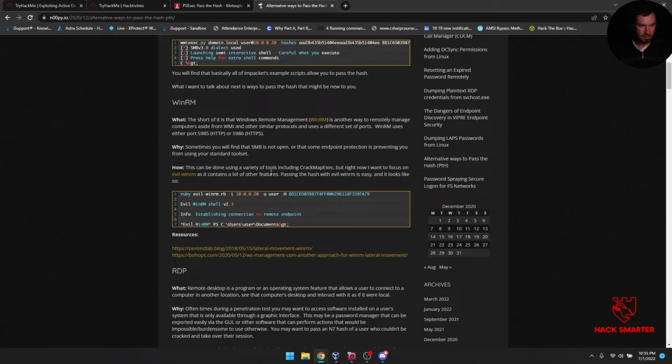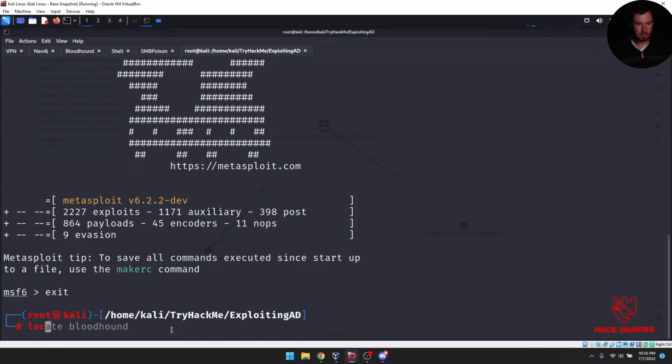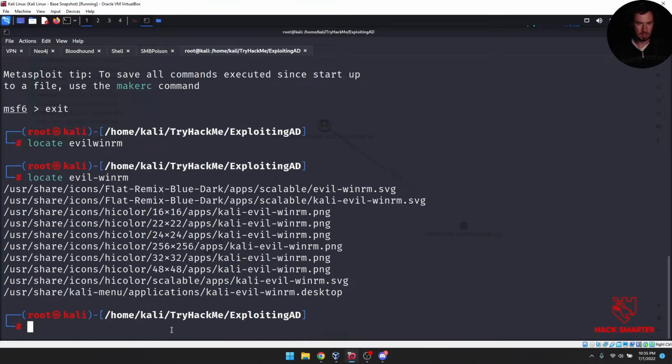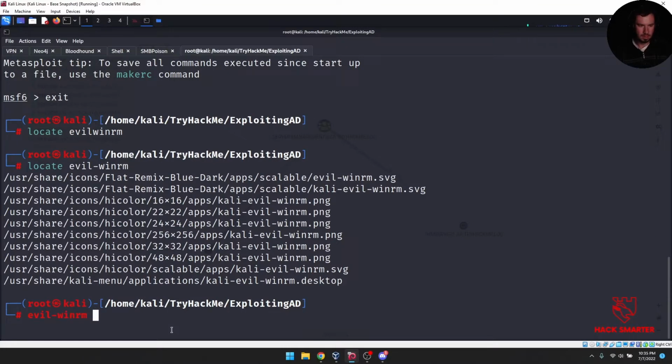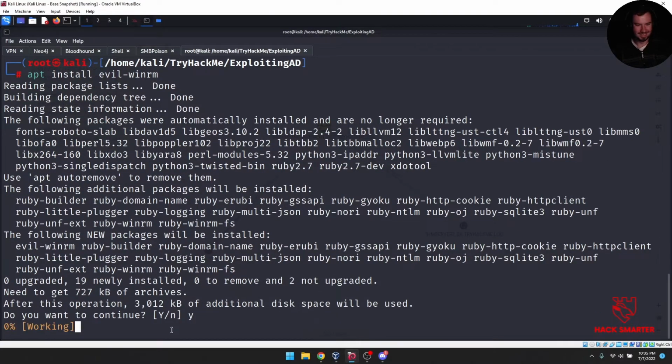Yeah, Evil-WinRM. That's what I was thinking. So let's try that actually. Do I have it on this? Do I actually have it on this box? I don't think this is gonna work. Oh, it is.